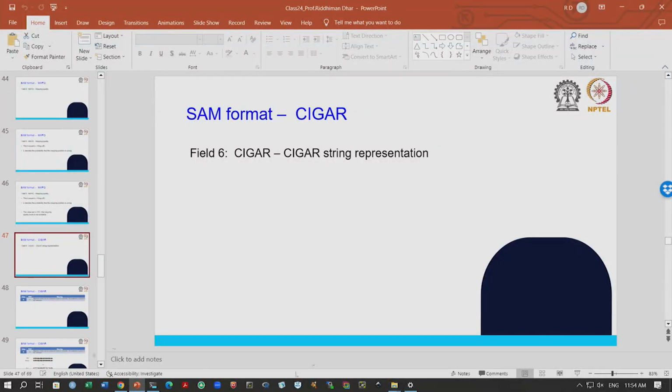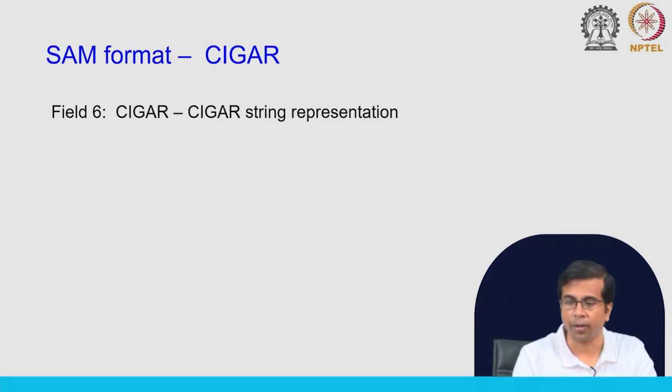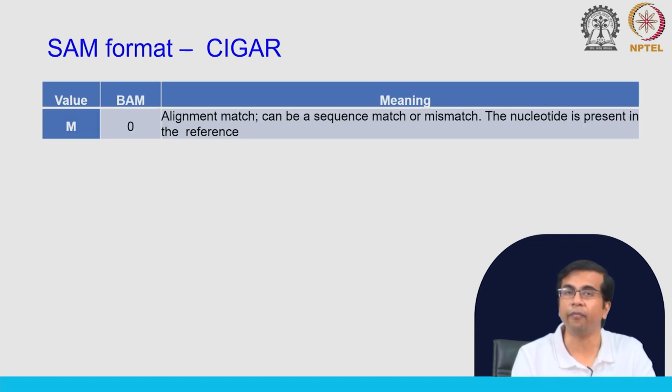Let us go back to the presentation and see what this CIGAR string means. A CIGAR string consists of numbers and letters. In a SAM file these operations are denoted by letters, and in a BAM file they are represented by numbers. M stands for alignment match. Do not confuse this with sequence match or mismatch. It means that a nucleotide is present in the reference sequence for the read base, so there is a match or mismatch and no indel. There is no insertion or deletion.